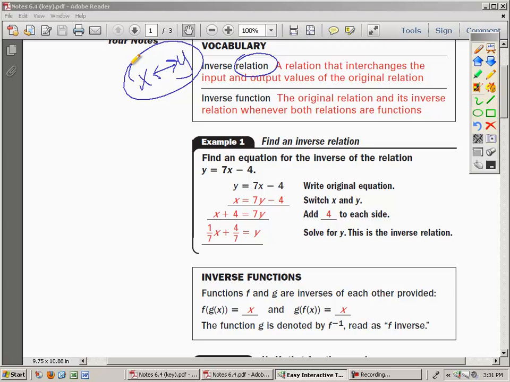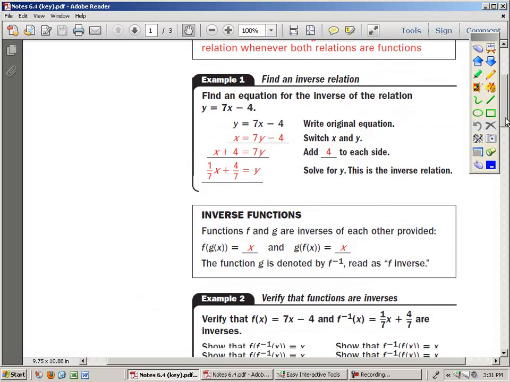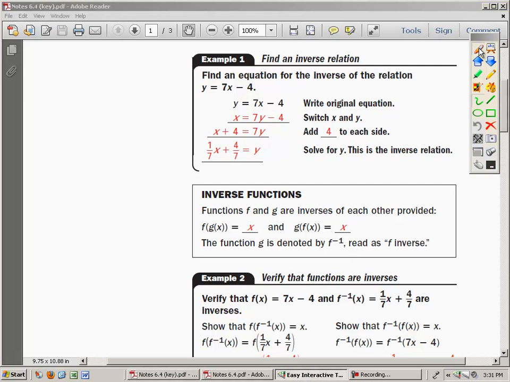Now, an inverse function has a special meaning: the original relation and its inverse relation are both functions. Sometimes we take the inverse of something and the inverse is not a function. Remember, the idea of a function is that every input has exactly one output. So we talk about relations and inverse relations. This always works, but sometimes the inverse is not a function, so we're going to have some differences here. Let's try an example.